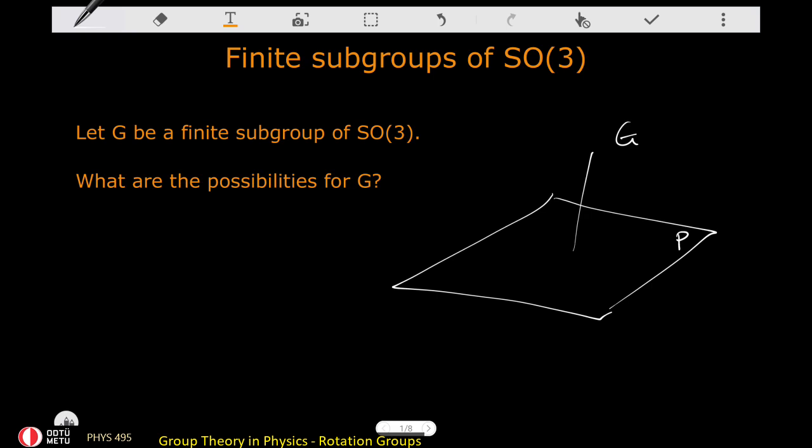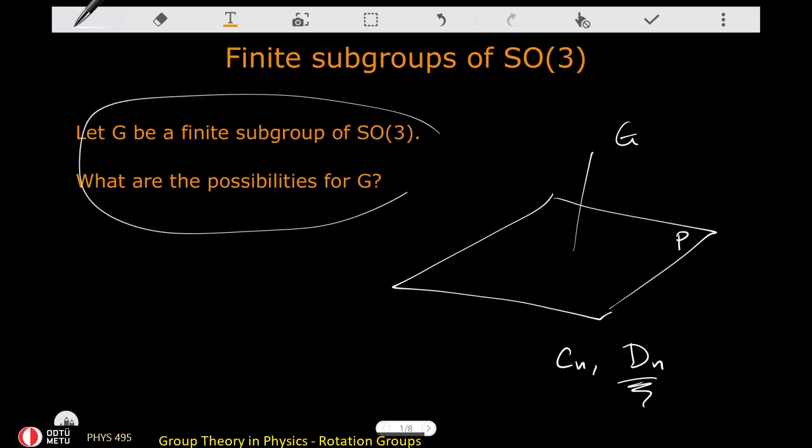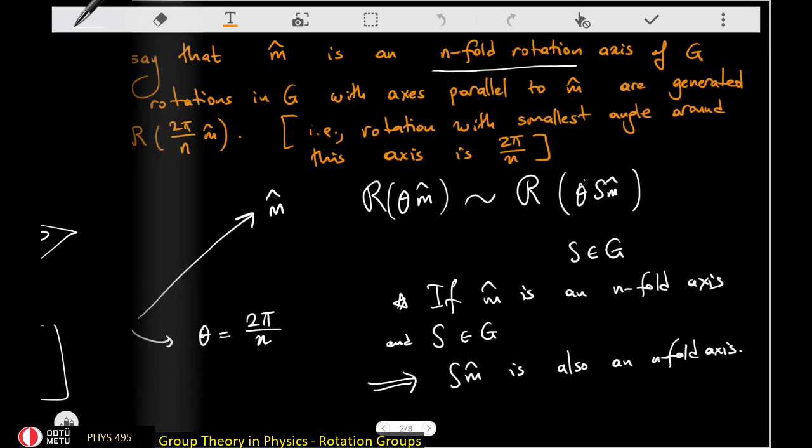We have said that there are these subgroups of O2, which can be either the cyclic group Cn or the dihedral group Dn, but the dihedral group actually contains some reflections. But it appears that there are these special cases where our subgroup in 3 dimensions can be one of these. So let's just go over these.